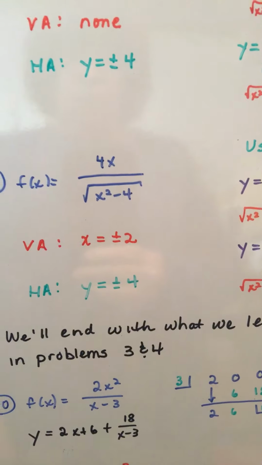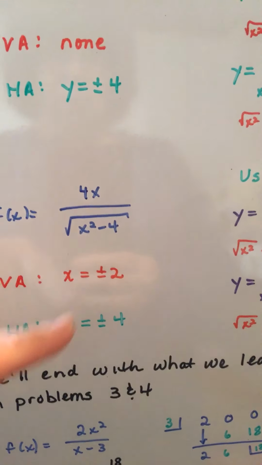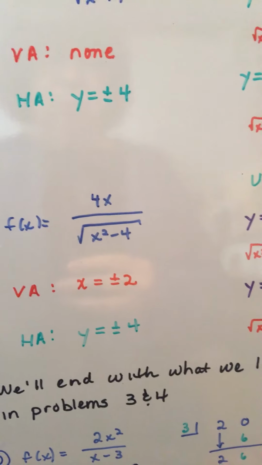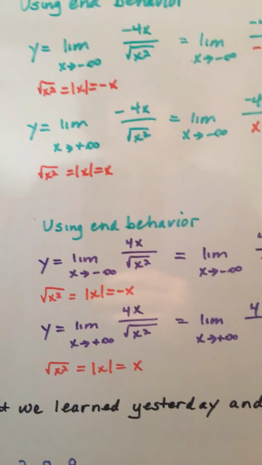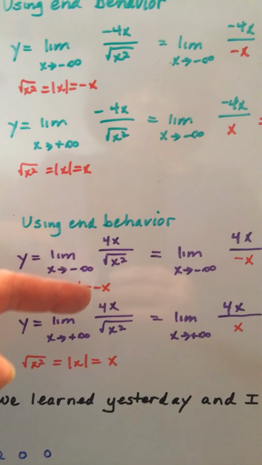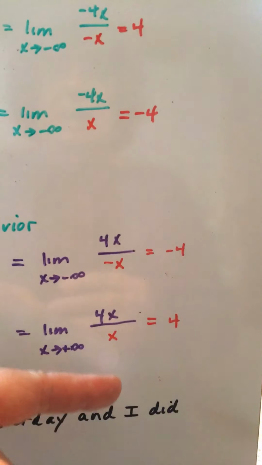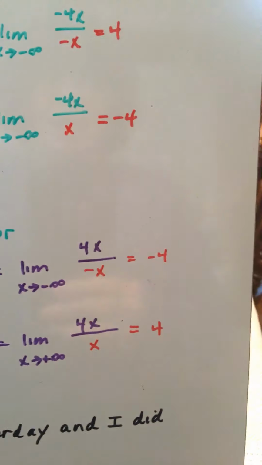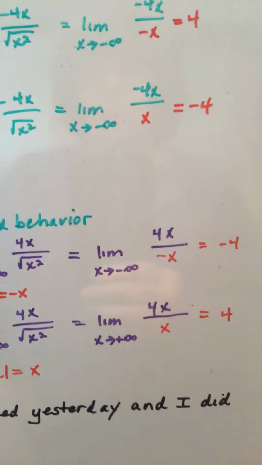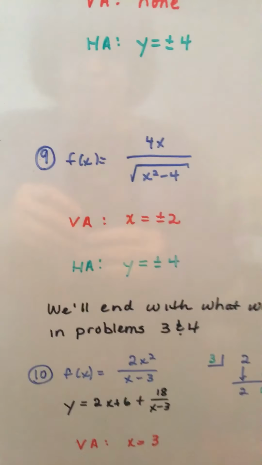Number 9 is similar. What makes the denominator 0? Plus and minus 2. Again, I have to examine end behavior. Same scenario, a negative x here, a positive x here. And again, I come up and I'm dividing, and I get my -4 and +4.